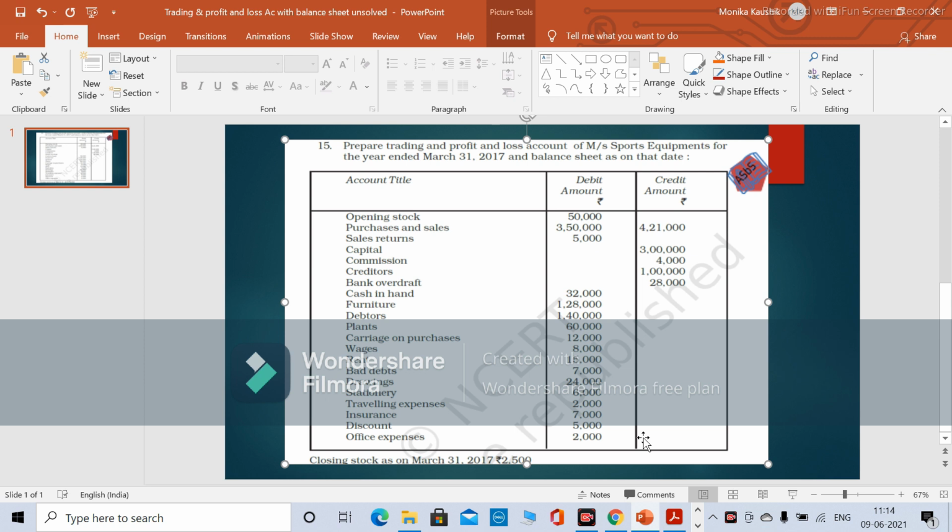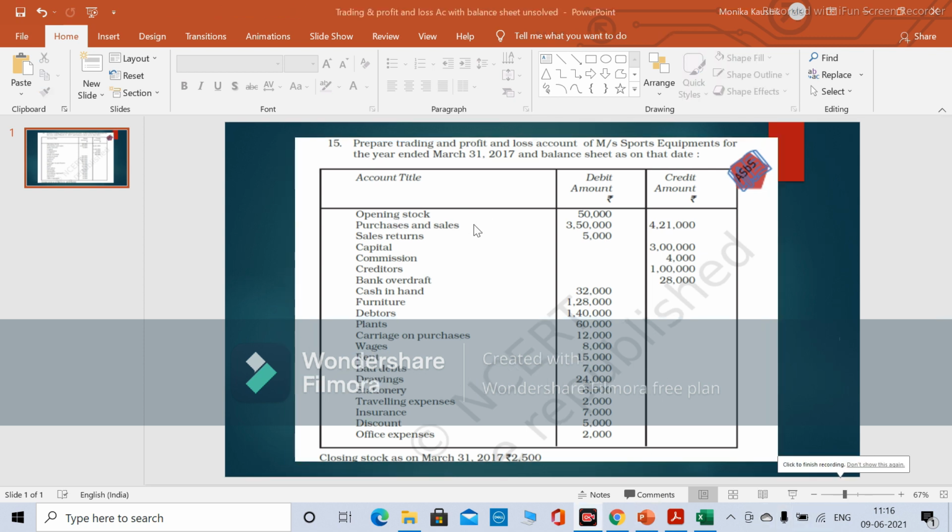If you are confused about any of the terms or topics regarding the trading account, factory account, direct expenses, or which items are included in the profit and loss account and balance sheet, just go through the previous videos, and in case you are facing any issue, just write down in the comment section. I will try to resolve all of your queries. So let's start.